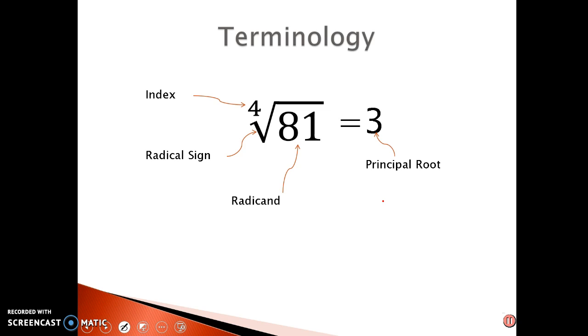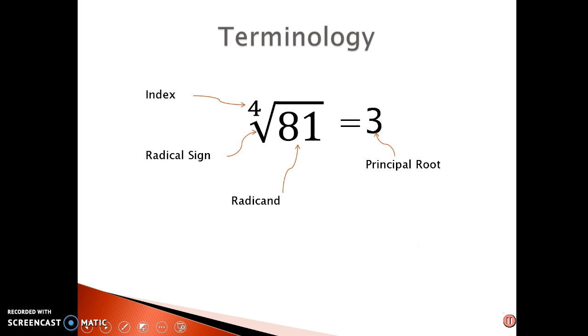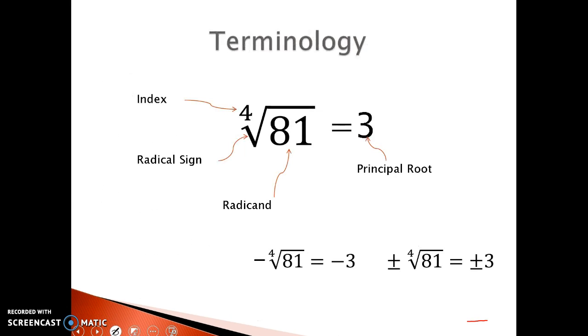It's the principal root because the fourth root of 81 could also be -3. But if they wanted the -3 to be there, they would have written it as the negative square root of 81. And if they wanted it to be plus or minus 3, then they would have written it as plus or minus the square root of 81. So that means that whenever we have a radical sign there, we want the principal root. So in this case, it's just going to be 3.